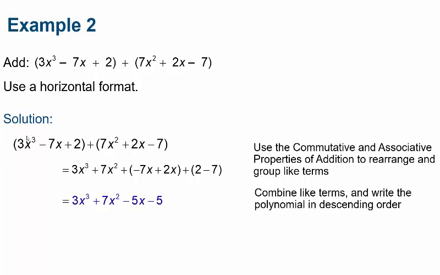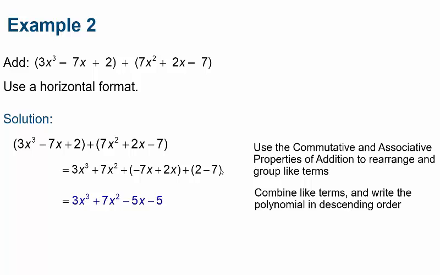So like over here, 3x cubed has no like term, so I'm just going to put it here. The 7x squared, there's no x squared term over here, so I'll put it here. Now look, minus 7x plus 2x. Boom, those are like terms, so I'm going to group those together. And then the 2 and the minus 7 are like terms, so I'm going to group those together.